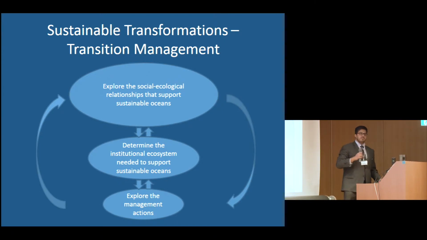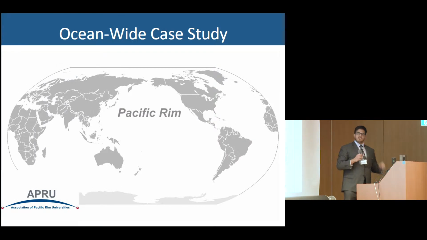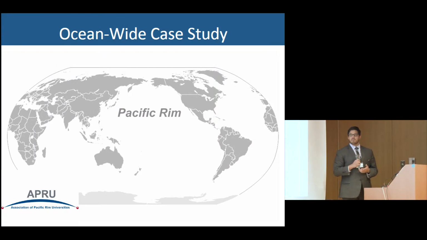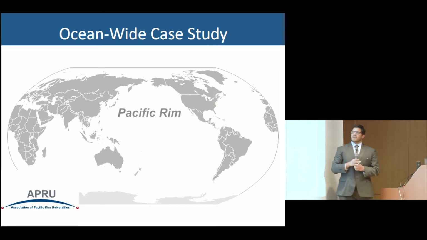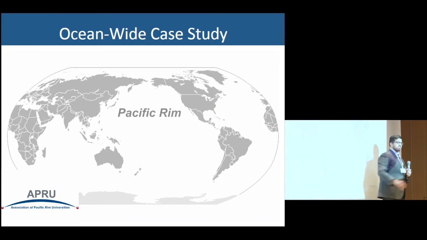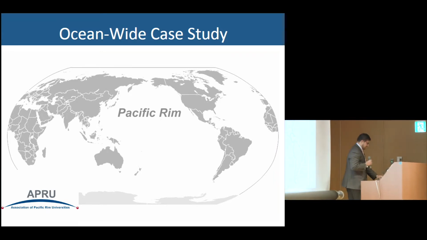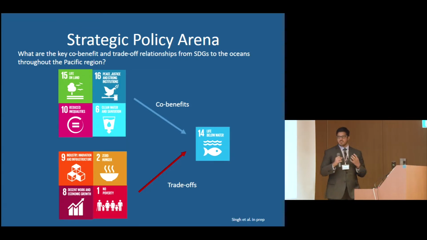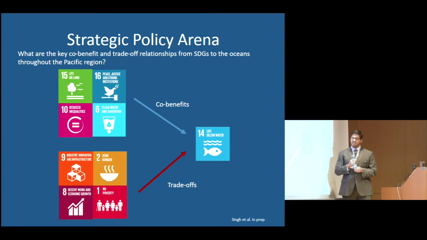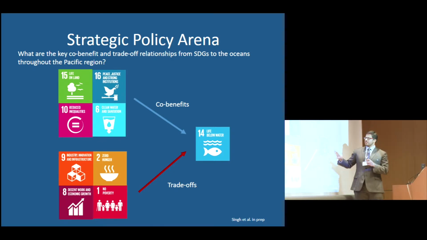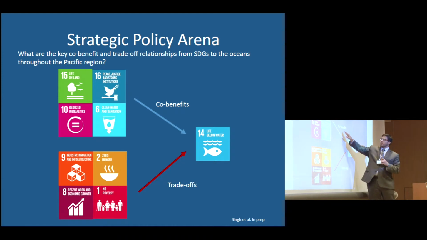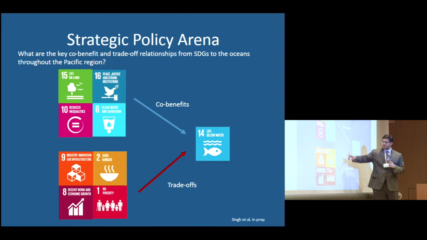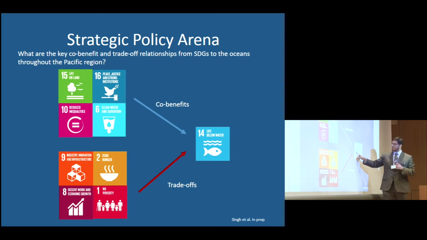So I'm starting to use this framework as well for another series of projects. And one of them, I'm working with the APRU, the Association for Pacific Rim Universities, looking at sustainability across the Pacific Ocean for sustainable oceans. I don't have data yet to show you, but I can talk you through how we're looking at this. What we're trying to do is, at a country level across the Pacific, understand the co-benefits or synergies and trade-offs among the different SDGs as they relate to the ocean.